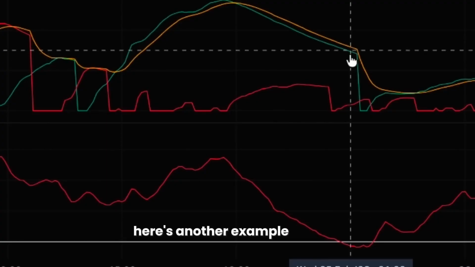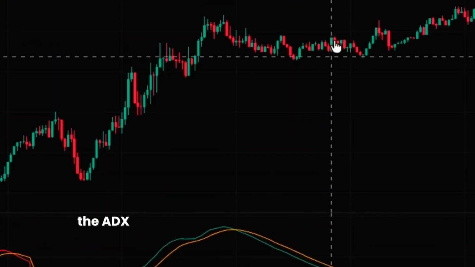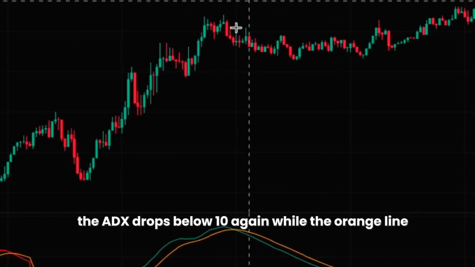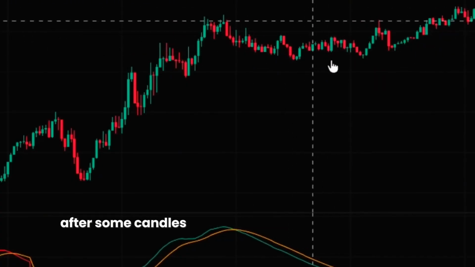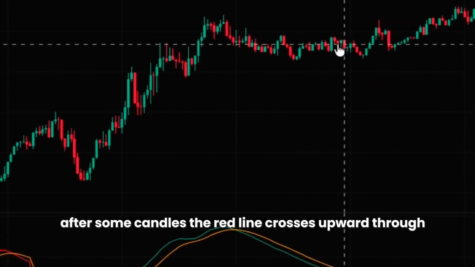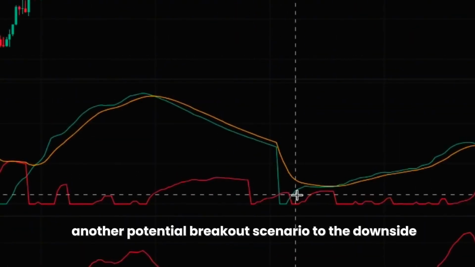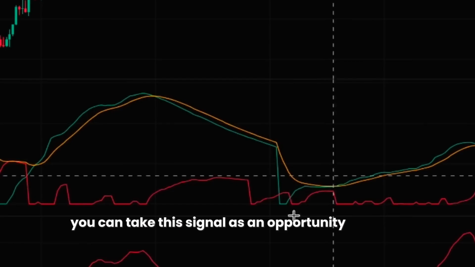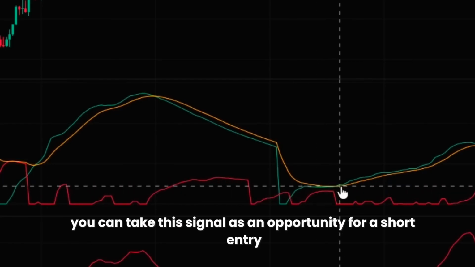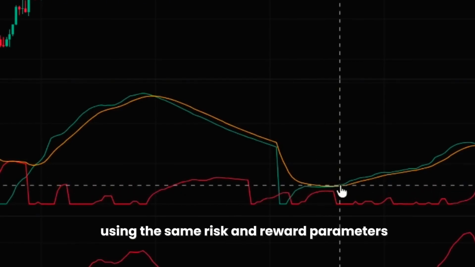Here's another example for clarity. The ADX drops below 10 again while the orange line dominates. After some candles, the red line crosses upward through orange. Another potential breakout scenario to the downside. You can take this signal as an opportunity for a short entry using the same risk and reward parameters.